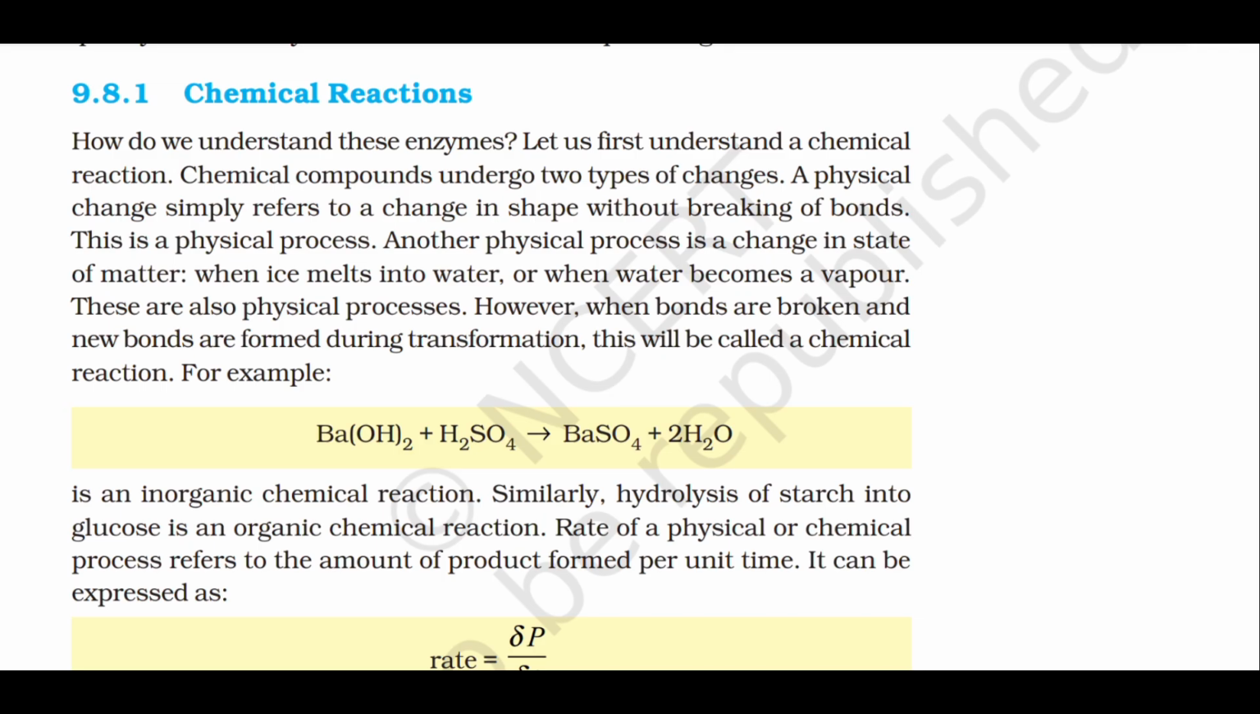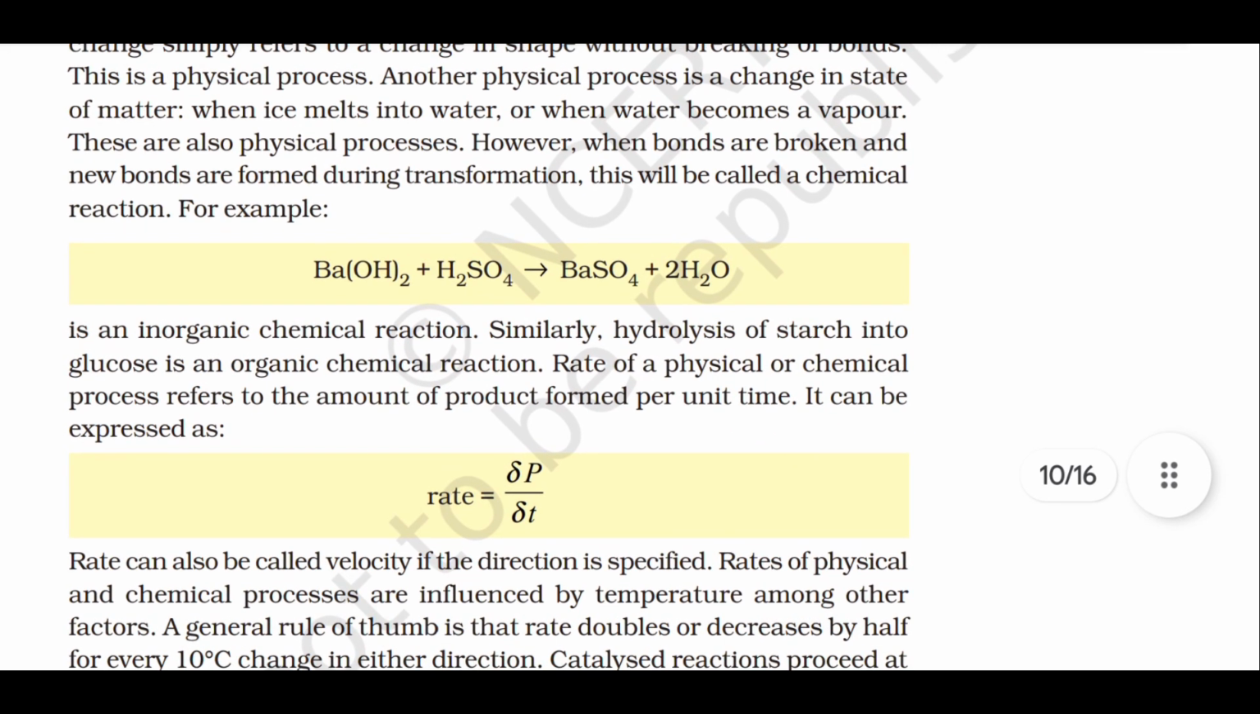However, when bonds are broken and new bonds are formed during transformation, this will be called a chemical reaction. For example, barium hydroxide plus H2SO4 will give barium sulfate plus 2H2O. This is an inorganic chemical reaction. Similarly, hydrolysis of starch into glucose is an organic chemical reaction.